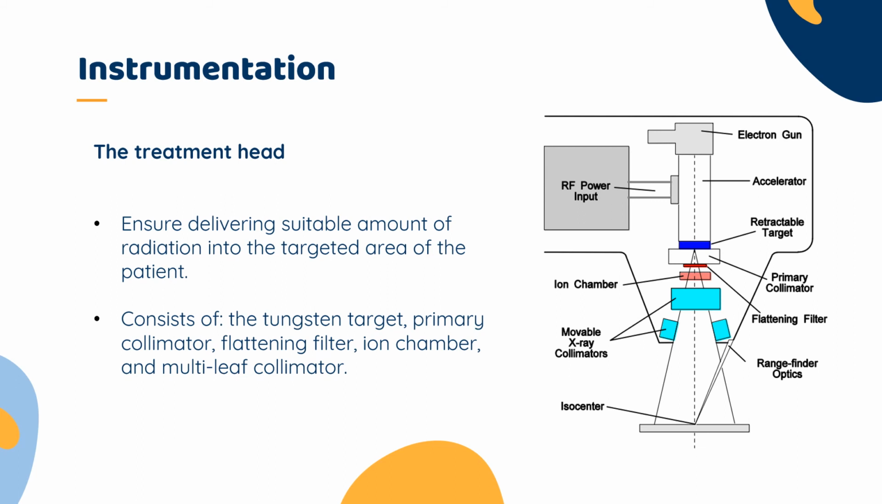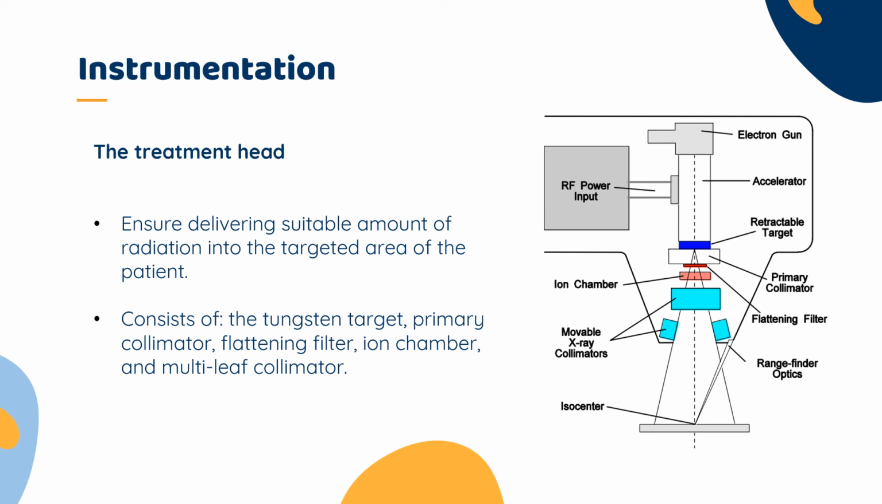The treatment head. The treatment head consists of elements that ensure delivering suitable amount of radiation into the target area of a patient. These elements are as follows. The tungsten target, which converts the electrons to the photons or X-ray radiation. After the radiation passes the target, it's spread in various directions, so a primary collimator makes the radiation travel in forward direction, causing a cone-shaped beam. Also, it determines the maximum size of the output radiation.